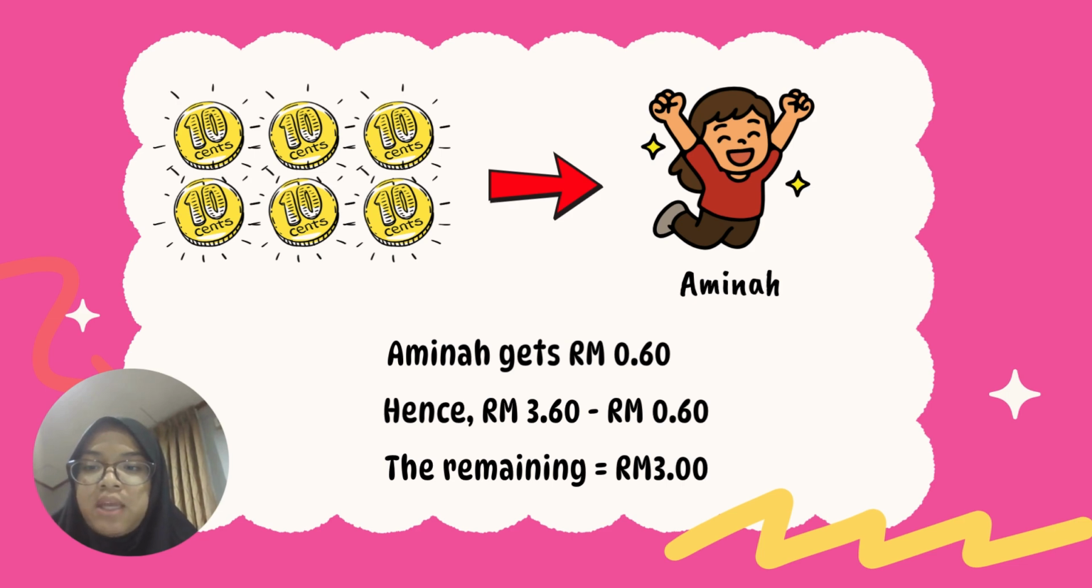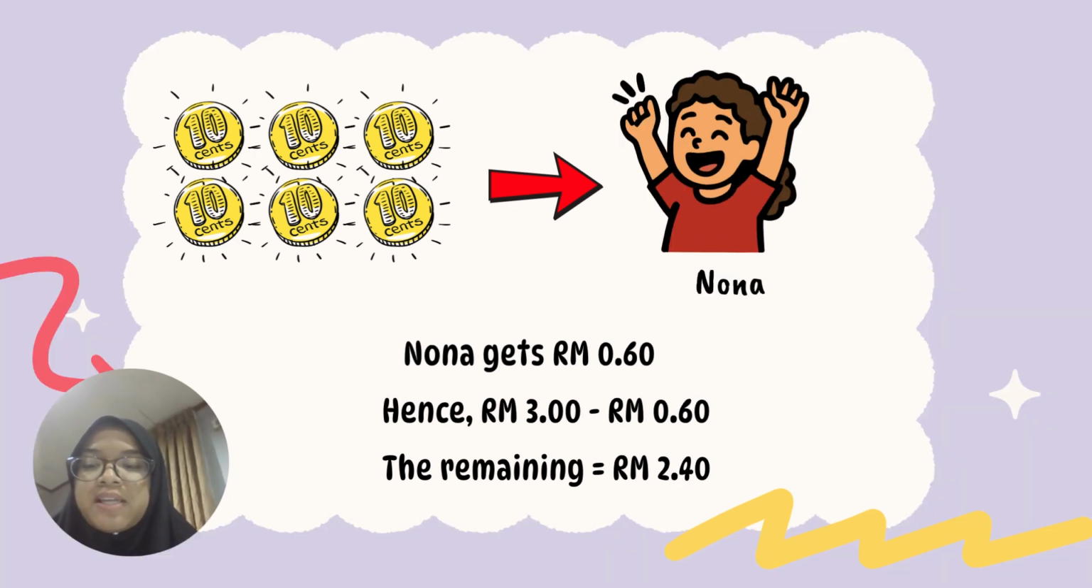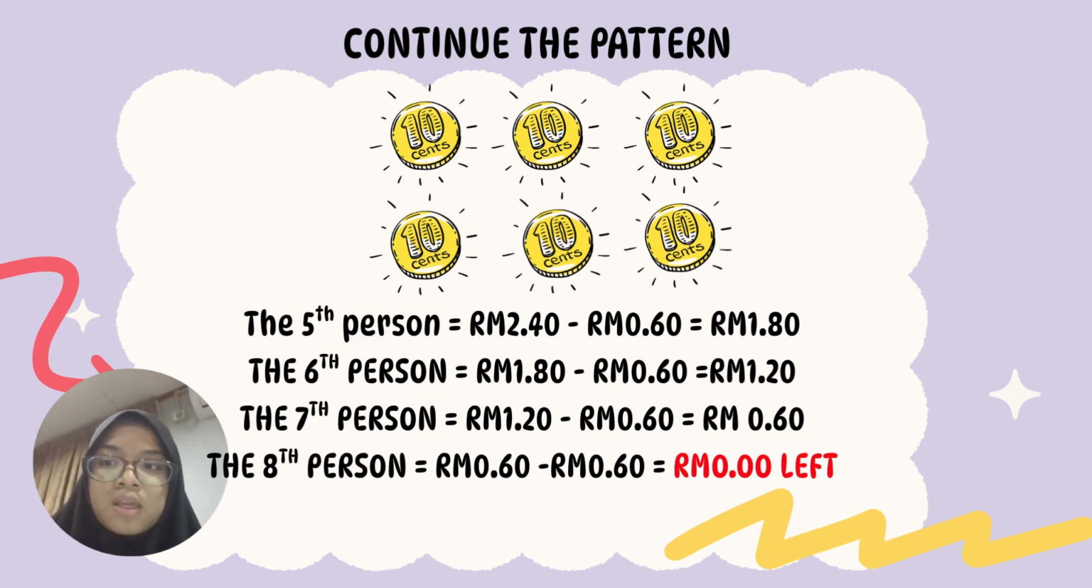Also, we do the same thing, giving 60 cents to Amina and taking the remaining just now, which is 3 ringgit and 60 cents, minus 60 cents. So we will get the remaining, which is 3 ringgit. The same for the fourth person, which is Nona. Nona gets 60 cents. So the remaining, 3 ringgit minus 60 cents, will become 2 ringgit and 40 cents. As we can see the pattern, we can continue giving 60 cents to each next person.